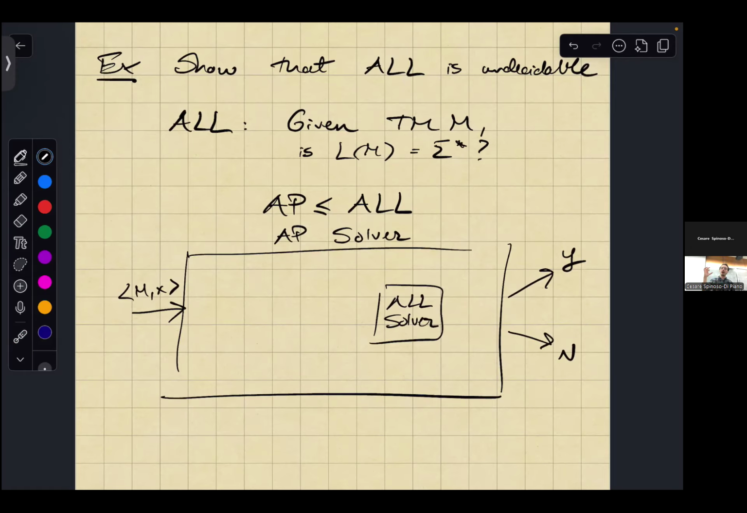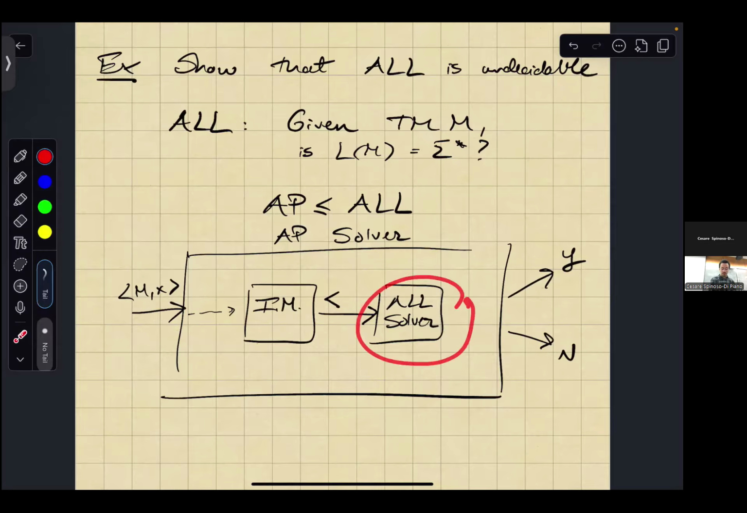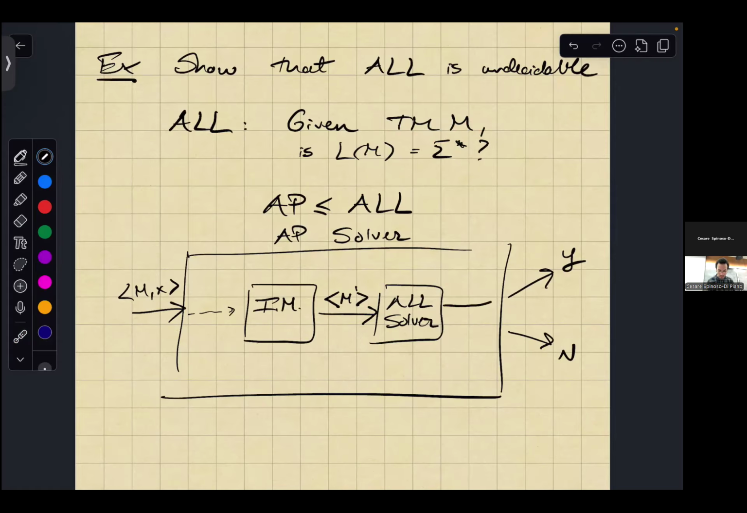But what I want to do to decide this problem is use the ALL solver. So I need to create an instance modifier, IM, such that it outputs the instance of the ALL problem, which is just a Turing machine, so there's no input. The instance modifier just wants to return M prime such that the ALL solver says yes if and only if M accepts X, and says no if and only if M does not accept X.